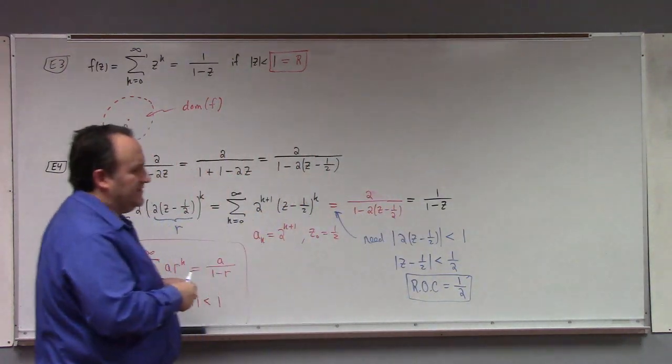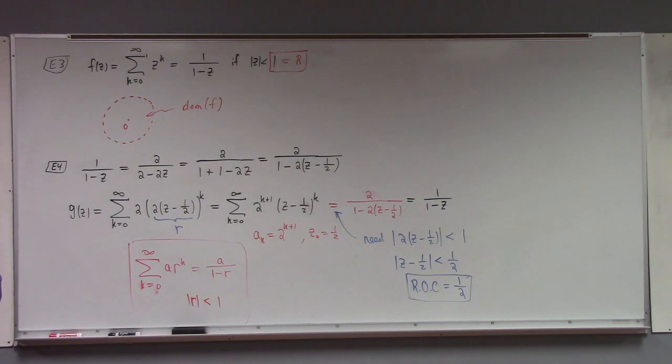But it's the same function. How can the same function have 2 different radii of convergence? They're both 1 over 1 minus z. What gives? Why does the one have radius of convergence 1 and the other radius of convergence 1/2? Aren't they the same function? See, they're not the same function, are they?